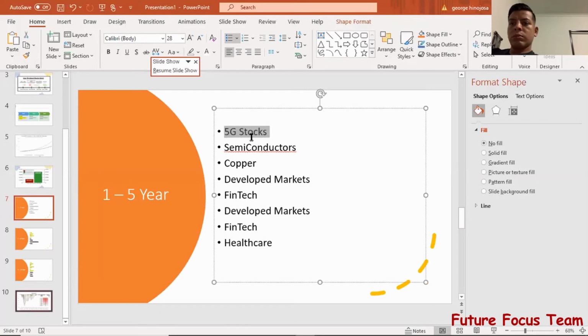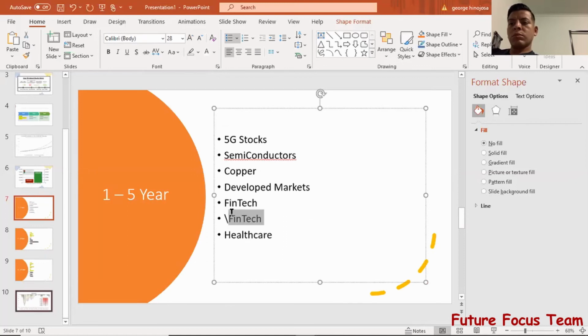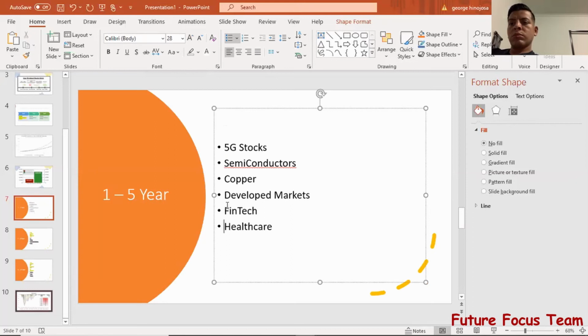So what I did was I chose 5G, semiconductors, copper. This was through conversations with him back there. Getting into developed markets, fintech, which is financial technology. I put that twice. And healthcare. So these were just off the top of my head. In the first 1 to 5, the next 5 years, these would be the biggest things that we would be looking at.